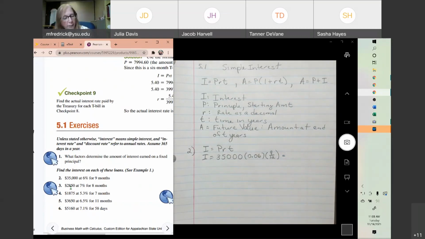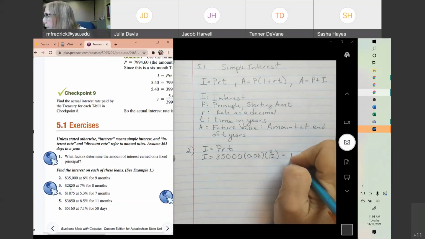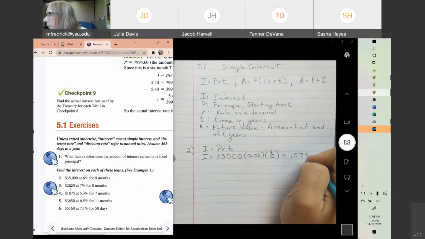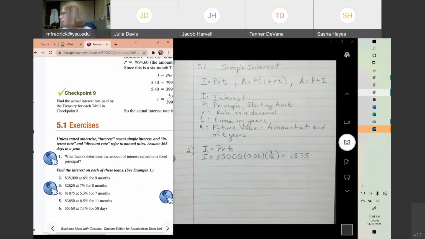And we plug that into our calculator. We get 1575. Any questions on that?